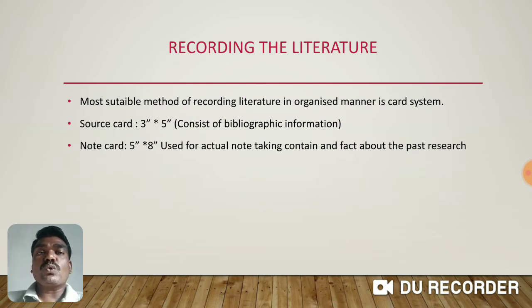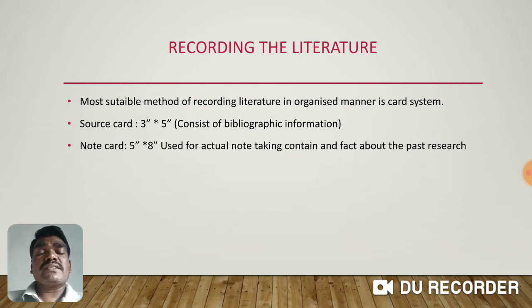Normally the first one is a source card. The size of this card is 3 inch by 5 inch, and it consists of bibliographic information about the author or researcher, which includes the title of the research, name of the researcher, address, web address. So whatever detailed information about the research work which has been carried out by someone in the past is to be considered and recorded in the source card. Okay.